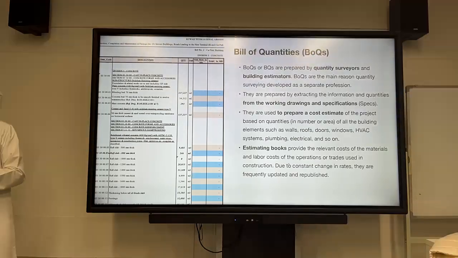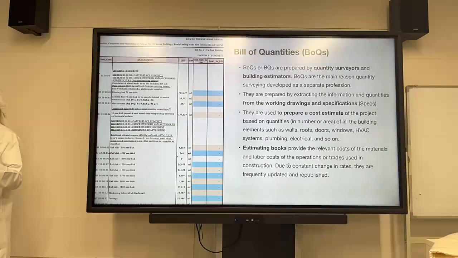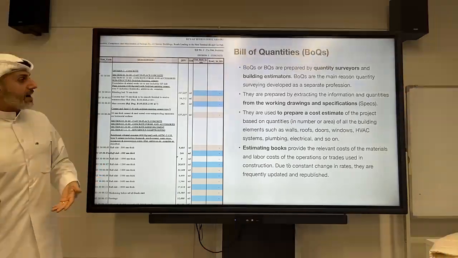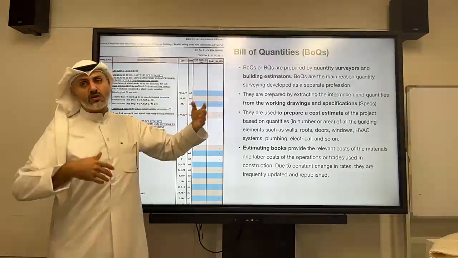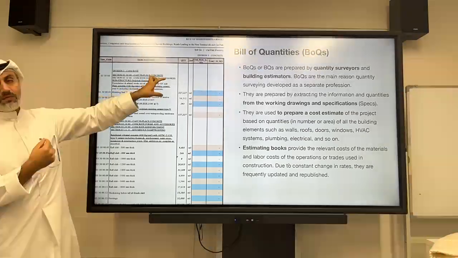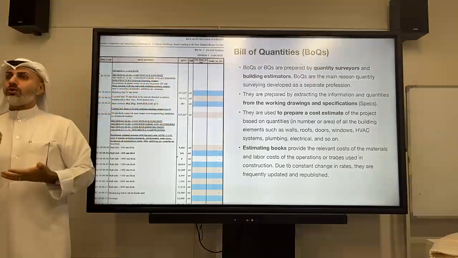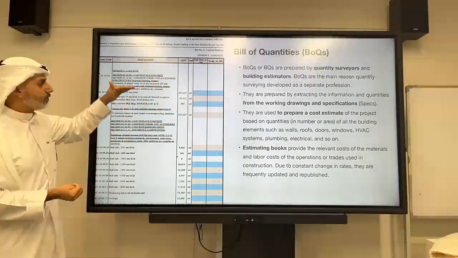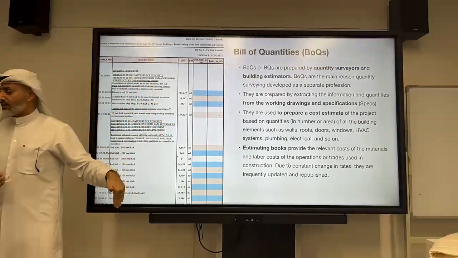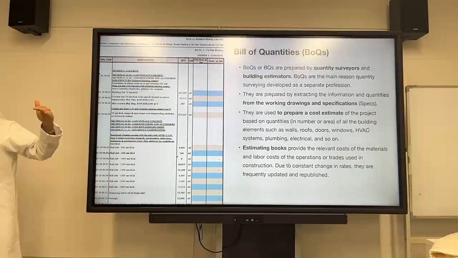So usually those are prepared from your working drawings. You will produce those working drawings as an architect, and you will prepare some specifications, which could also be with someone's help. The quantity surveyors or building estimators will look at your drawings and your specifications, and they will prepare this list to be evaluated by the contractor, to put in the bid.